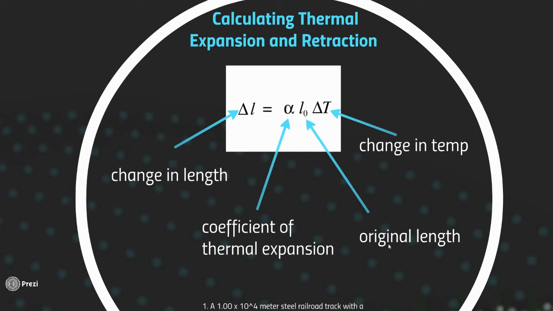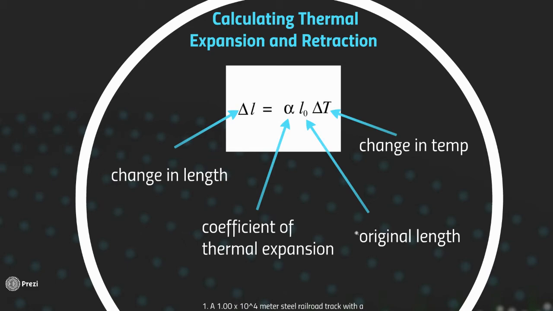Then you have this L0. This represents your original length. Your original length really affects how much your final length is going to be. And after that, you have the delta T. Remember, delta means change in. T stands for the temperature. So what's the difference in your temperature from the beginning to the ending? From the temperature that you were to the temperature that you are right now, what's the difference? And that's what goes there.